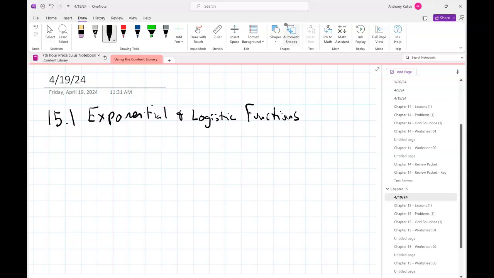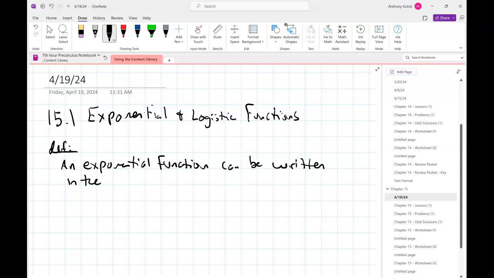All right, so we're just going to start off by defining what we mean by an exponential function. So we say an exponential function is just something that can be written in the form of a times b to the x. We have a couple of restrictions here.